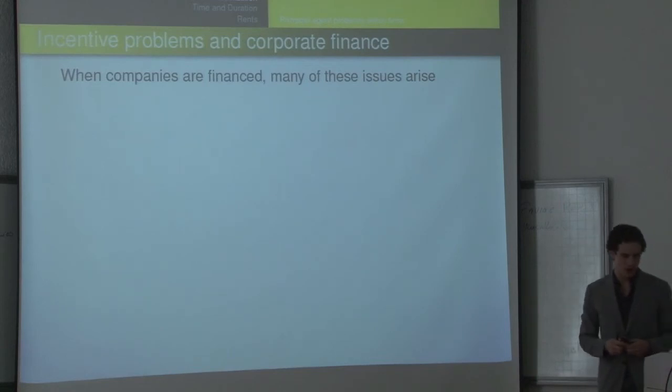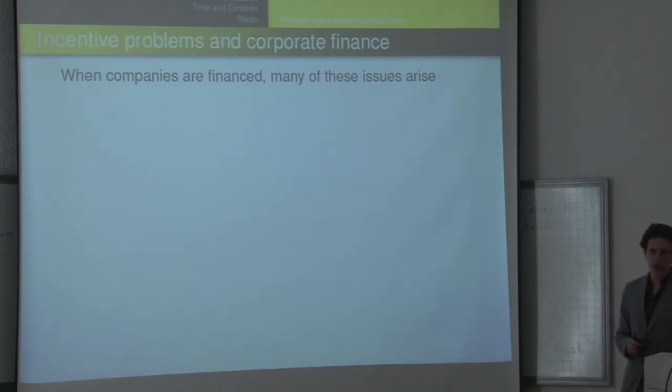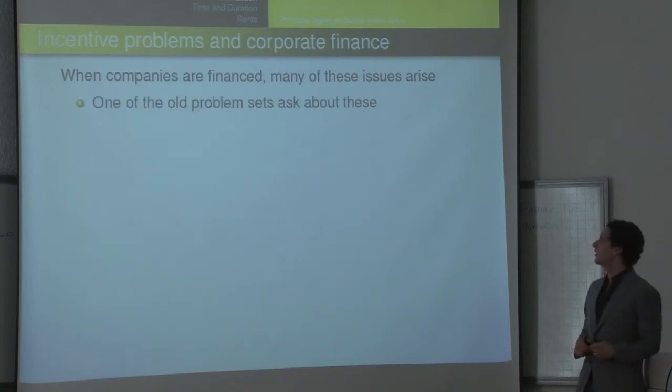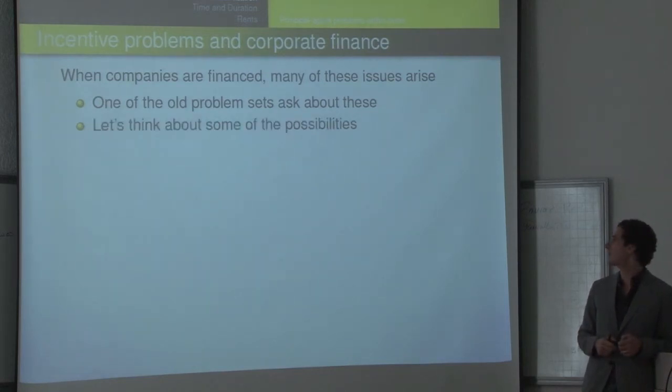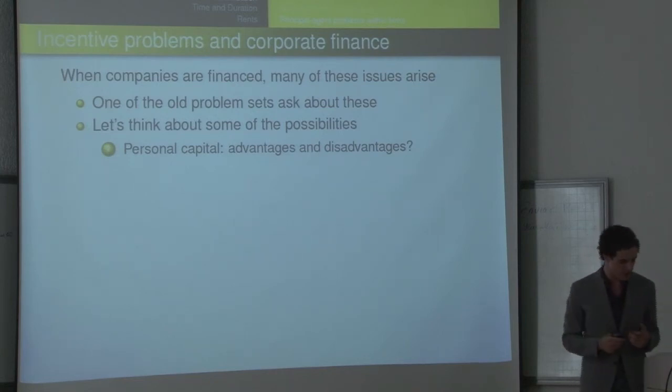Okay. So the incentives that people have are very much impacted by the way in which the company is financed. And when Miguel goes over a problem set, he'll talk a little bit about how the way in which you're financed interacts with the incentives that you have. But let's think about just a few of these possibilities. One way that the company can be financed is by personal capital, just the money that you have.